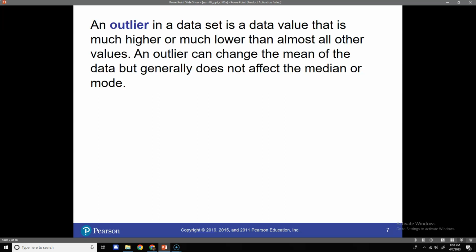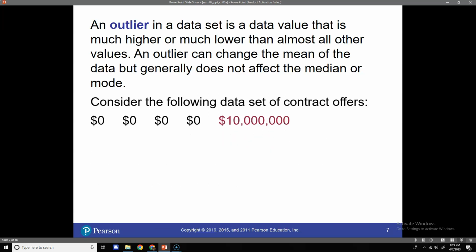Usually, a lot of texts will say anything that's above or below 2 standard deviations. That 2 standard deviations above and below the median captures 95% of the data. If you did 3 standard deviations, that captures 99.7% of the data. So anyway, if this is a set of contract offers, clearly almost all of them are 0, so most of the contracts are not worth much.